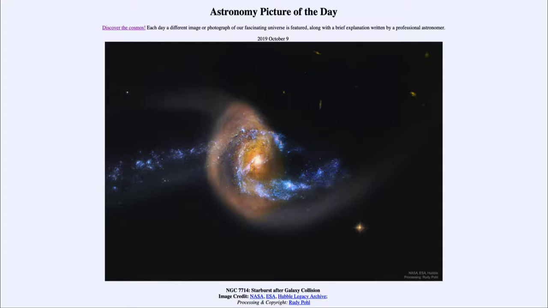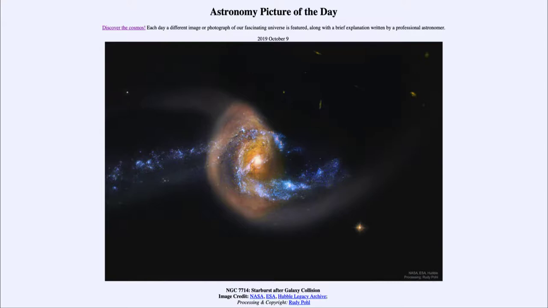So what do we see here? We see a galaxy, and a galaxy that appears to have recently undergone a collision. Now there's just the one galaxy here. The other galaxy that collided with it would be off the edge of this frame at this point.